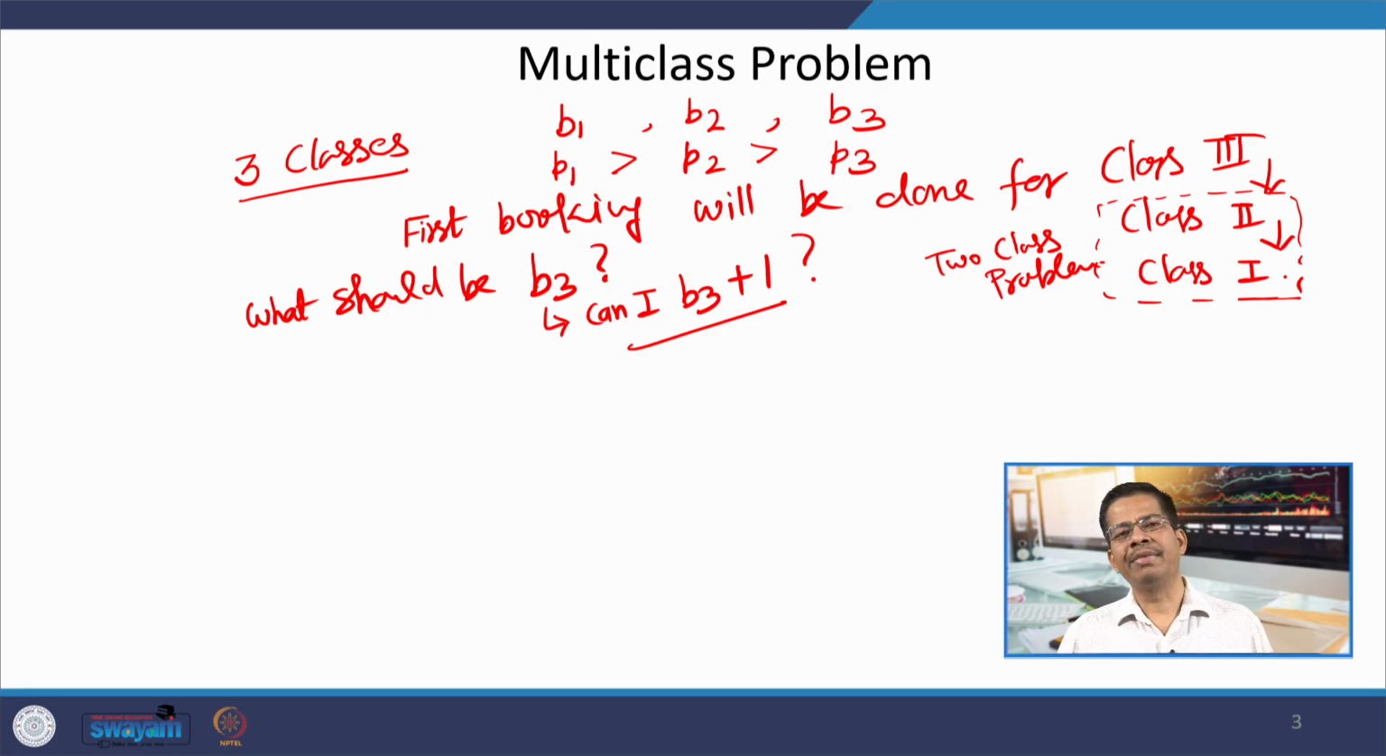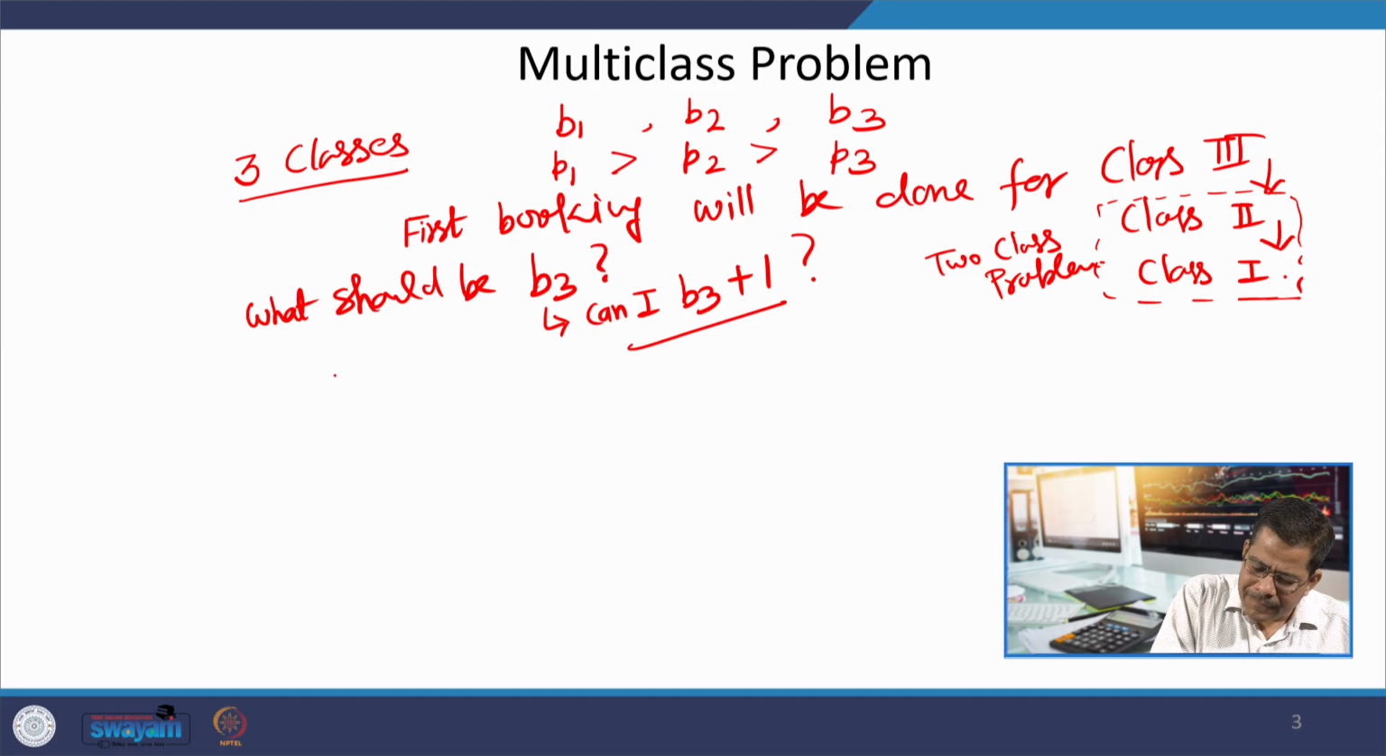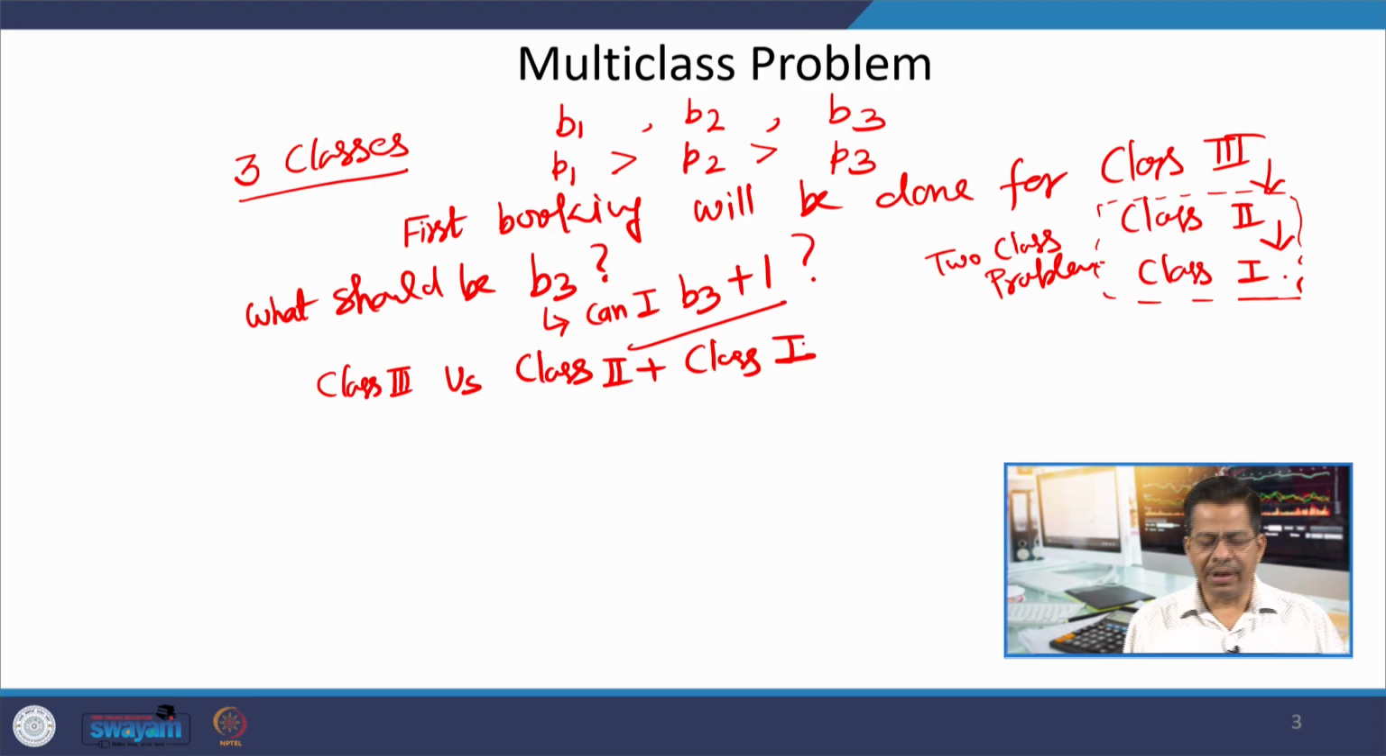But just now I told you that we assume that at a particular time I am going to allocate only for that particular class, and all the upper classes will be opened after I close this particular class. So, when I am doing class 3, I have to decide class 3 versus class 2 plus class 1. In this way, this is also a 2-class problem, where I have to consider class 1 and class 2 as a single thing.